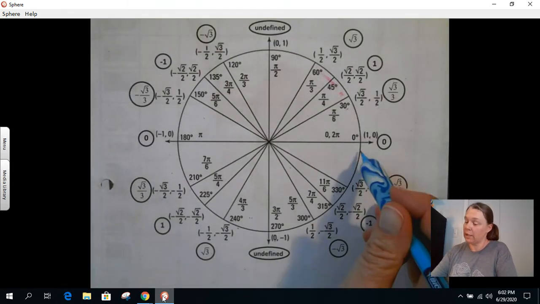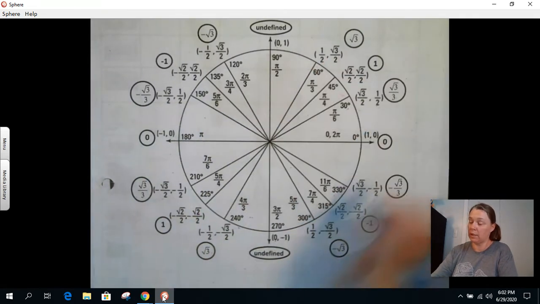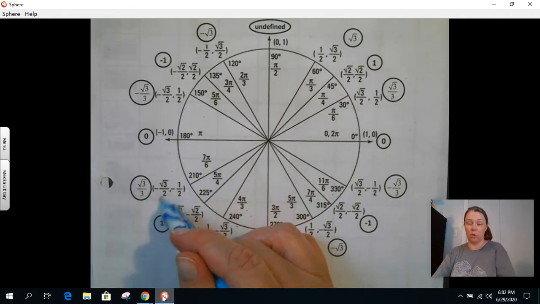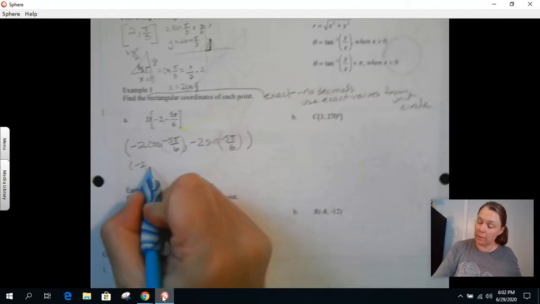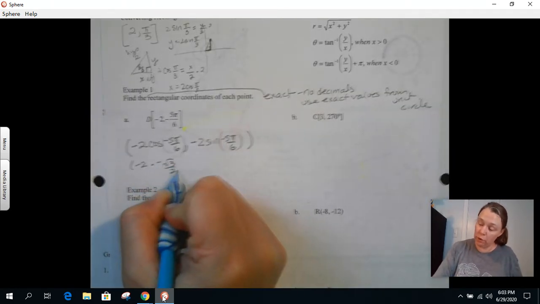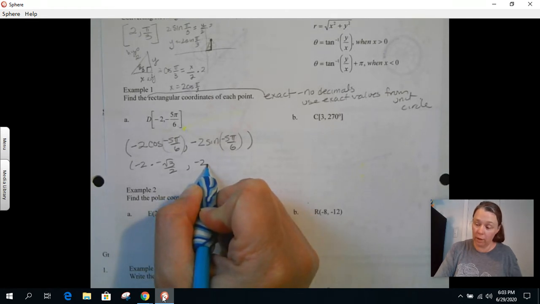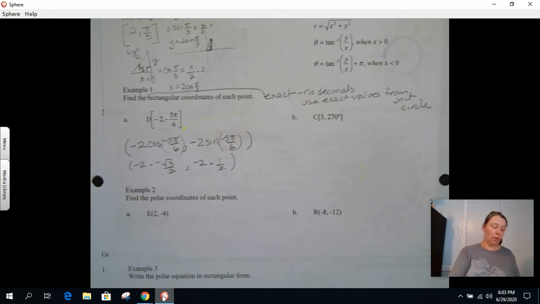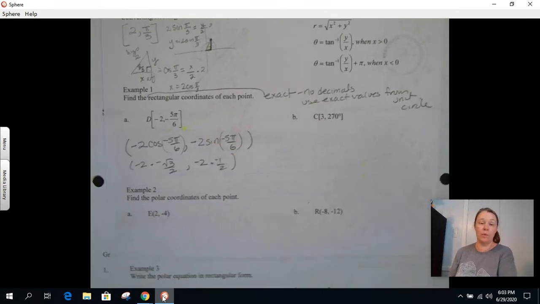If 5 pi over 6 is this rotation, from here to here, then negative 5 pi over 6 is this rotation, and I wanted the cosine, so negative root 3 over 2. So 2 times negative root 3 over 2. And then this would be negative 2 times the y value, which was negative 1/2, right? Yes, it was negative.